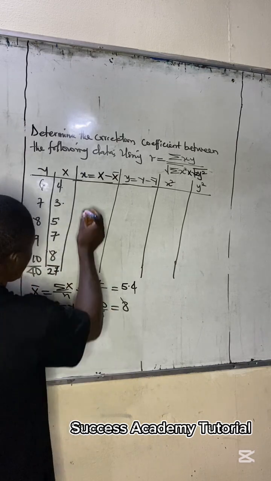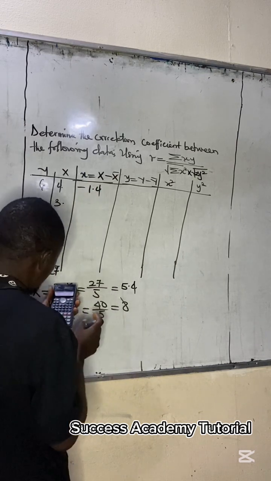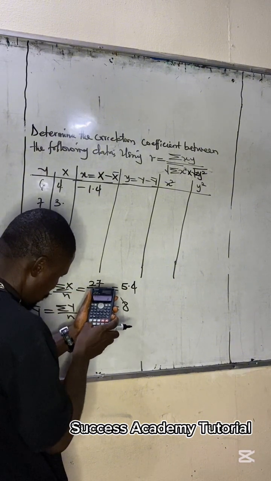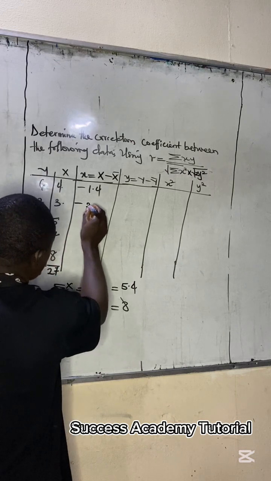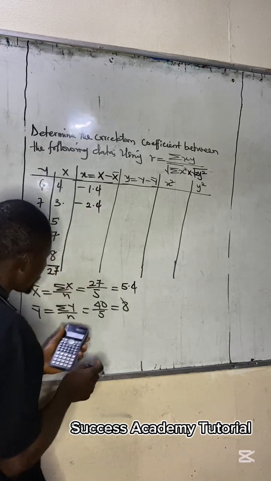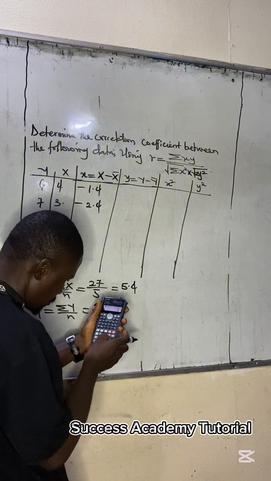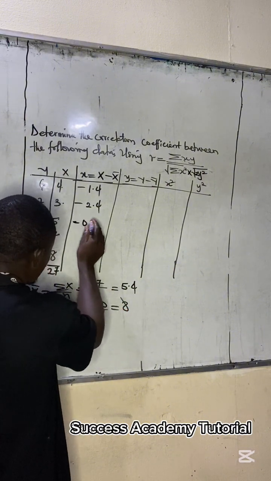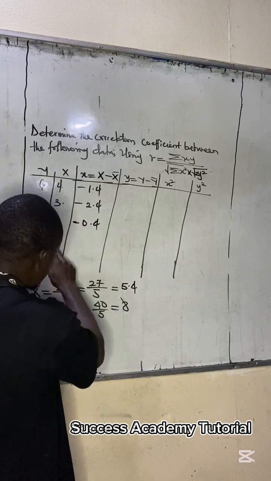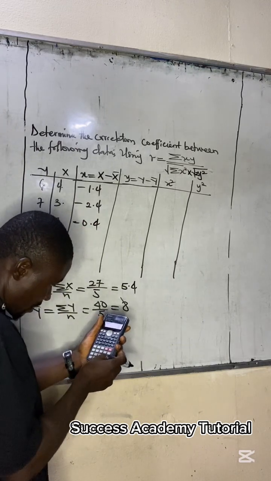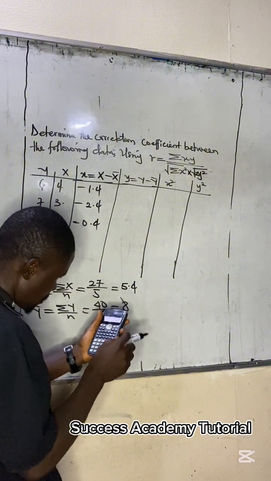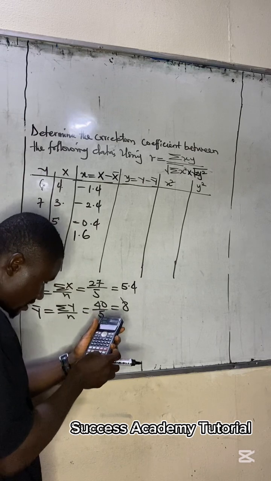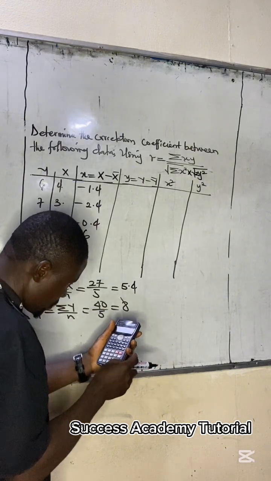That is minus 1.4. And then we have 3 minus 5.4, that is minus 2.4. We have 5 minus 5.4, that's minus 0.4, and then 7 minus 5.4 is equal to 1.6. And then we have 8 minus 5.4, that is equal to 2.6.